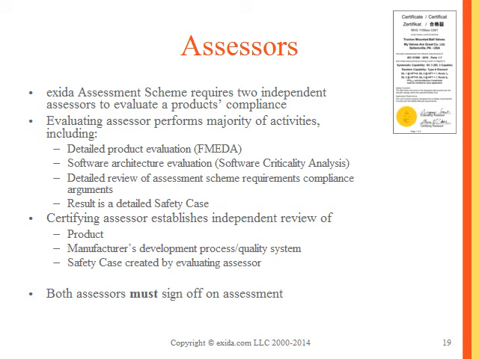When the evaluating assessor is done, the certifying assessor will establish an independent review of the product, of the manufacturer's development process, and of the safety case that was created by the evaluating assessor. And though both are employed by Exida, they are two distinct different persons, and they both have the authority to basically refuse to put their signature on a certificate. If they think that product is not capable or does not meet the requirements of 61508, they can refuse to put their signatures on there. That's a power that they have.